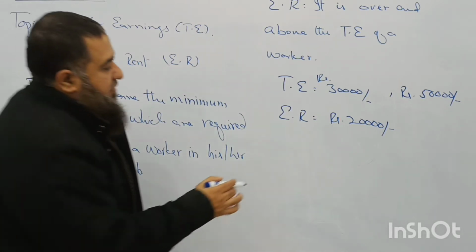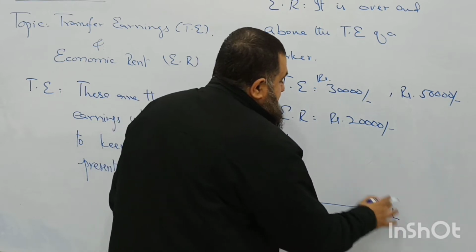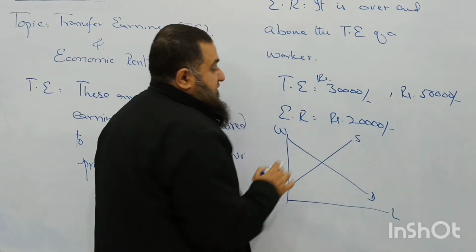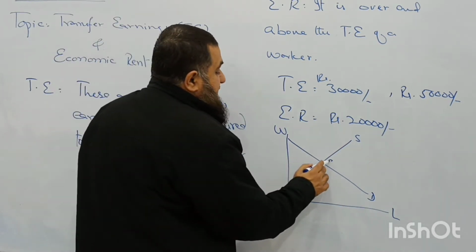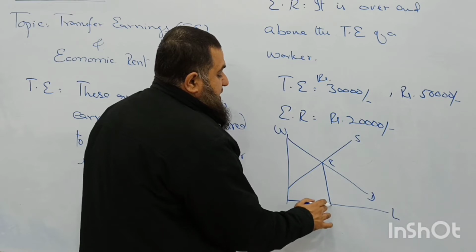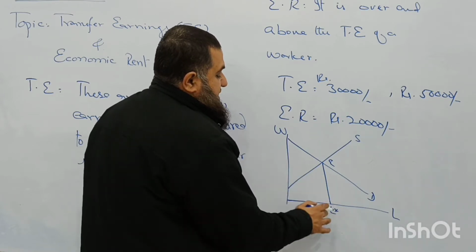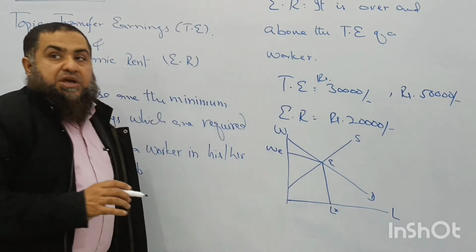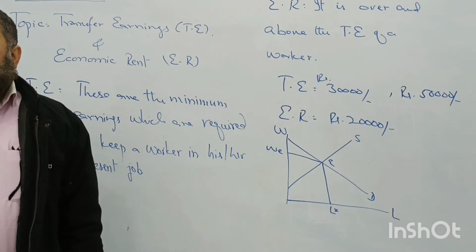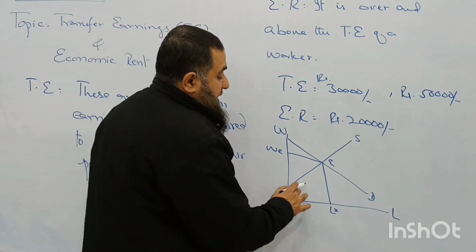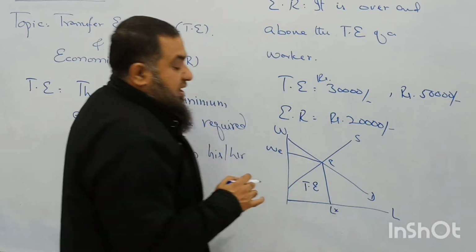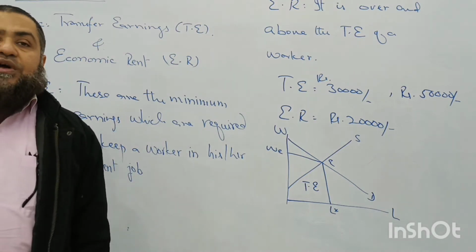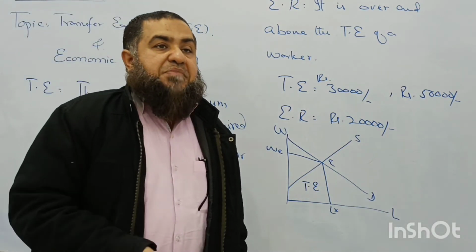Now how to show it with the help of the labor market diagram. This is the demand of labor, this is the supply of labor. How many workers are employed at equilibrium? The demand and supply equilibrium will tell us this number of workers are employed. These are the equilibrium wages. The area below the labor supply curve is called the transfer earning. These are the minimum amounts of the worker which will keep them in their present job.